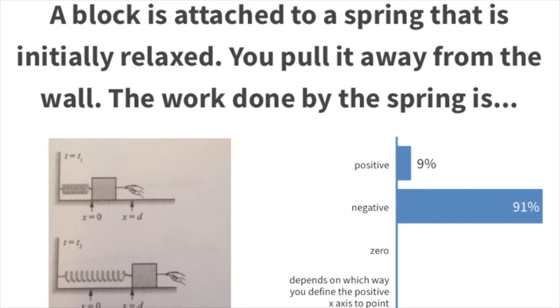So if we wanted to be able to answer that, we need a little bit more information. If I said, for instance, the block starts at rest and it ends at rest. Well, now that gives us information about the change in kinetic energy, right? So I could say that the total work is going to be equal to the work done by the hand plus the work done by the spring. The work done by the hand is a positive number, the work done by the spring is a negative number.